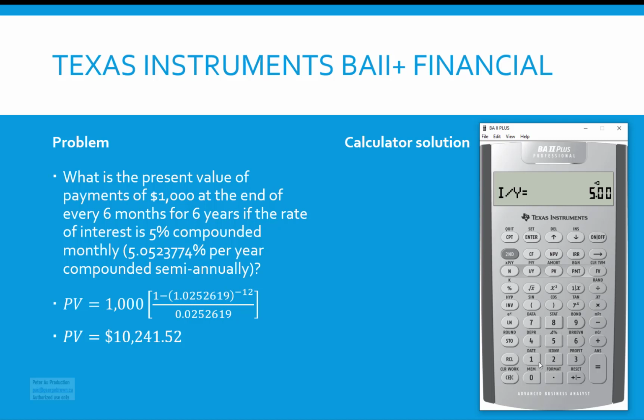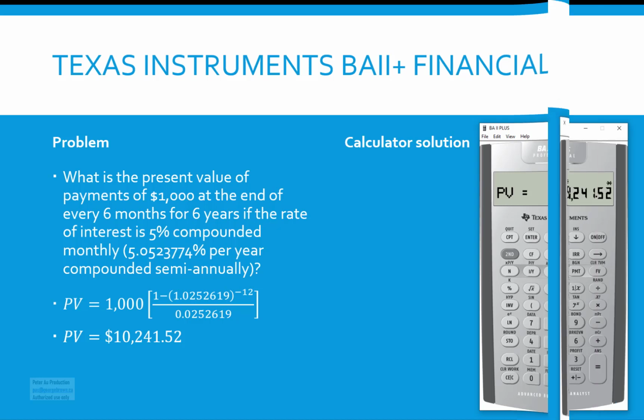PMT, 1,000, negative for payments. Press PMT, 0 future value. In this case, we compute our solution by pressing CPT and PV for present value, $10,241.52.